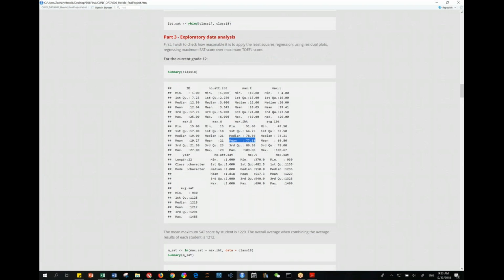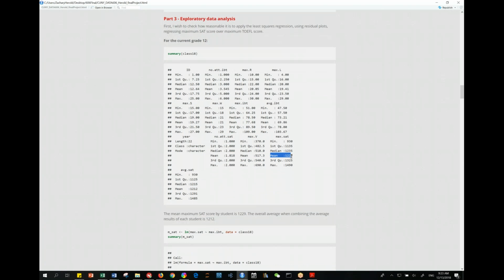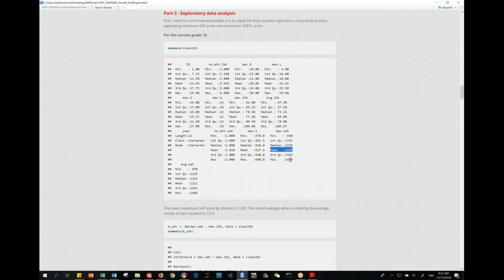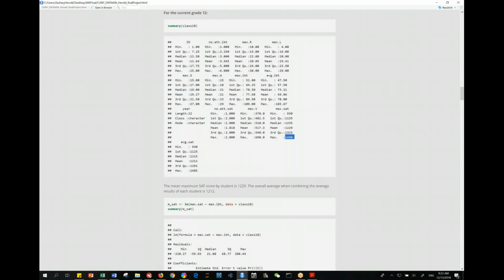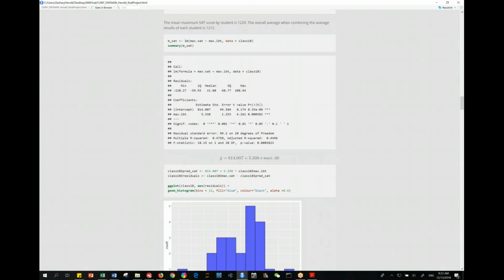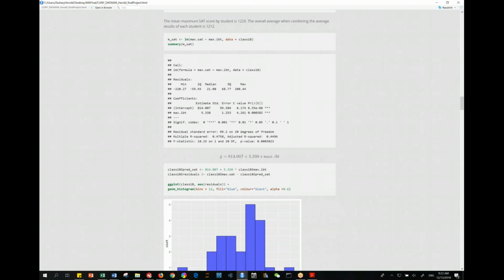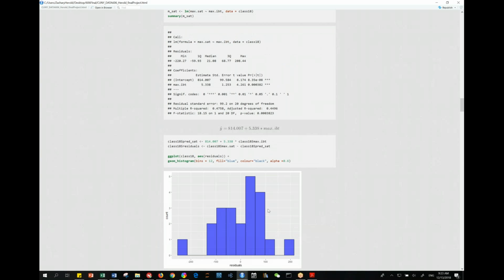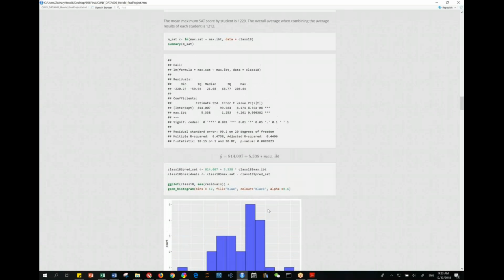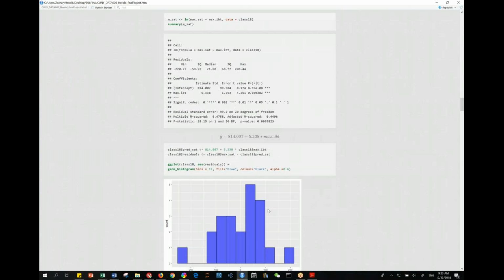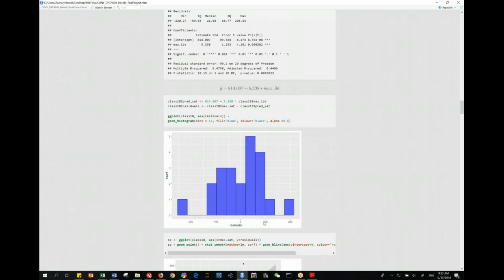So, very closely in line with that. And the SAT, the maximum SAT mean was 1229 with a max of 1490. And so I compared that to the other class, and I wanted to, first, of course, test if this could have a least squares model fit to it based on the distribution of the residuals.